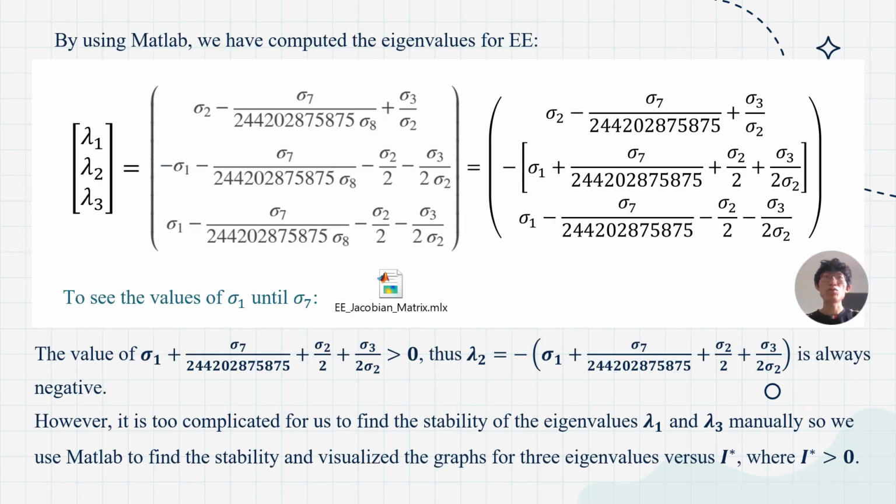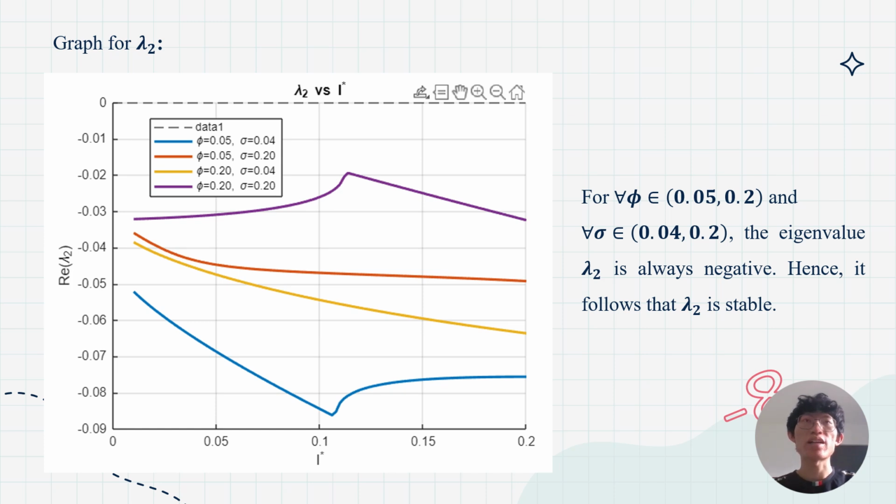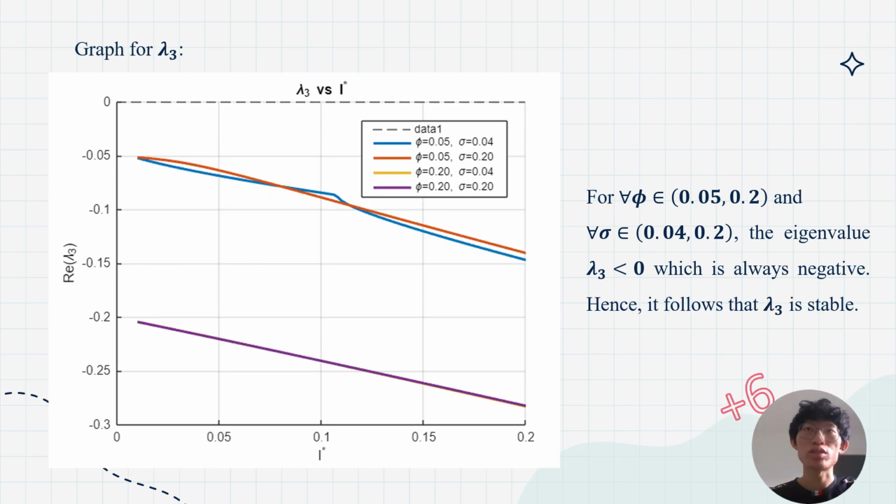By using the MATLAB tool, we compute the eigenvalues for EE. We can easily see that lambda 2 is always negative. However, it is too complicated for us to find the stability for lambda 1 and lambda 3. Hence, we decided to visualize the graphs of these 3 eigenvalues versus I. This is the graph for lambda 2, for which we use manipulated values for pi, sigma, and I. And we know that lambda 2 is always negative, hence it follows that lambda 2 is stable. Lambda 3 is always negative, hence it follows that lambda 3 is stable.